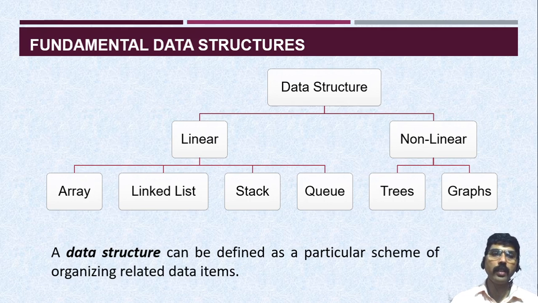In linear data structures, we have array, linked list, stack, queues. In linear data structures, data are arranged in linear fashion, one by one. The second one is called non-linear data structures. In non-linear data structures, we have trees and graphs, dictionaries, etc.